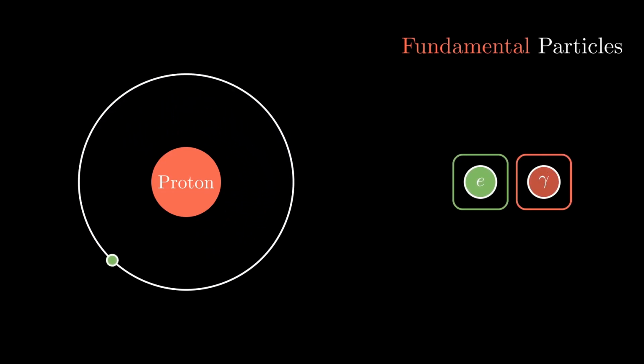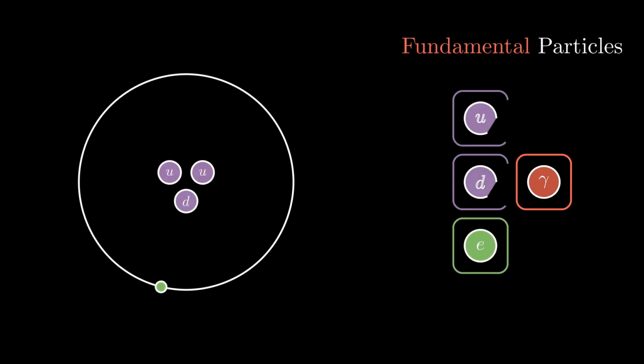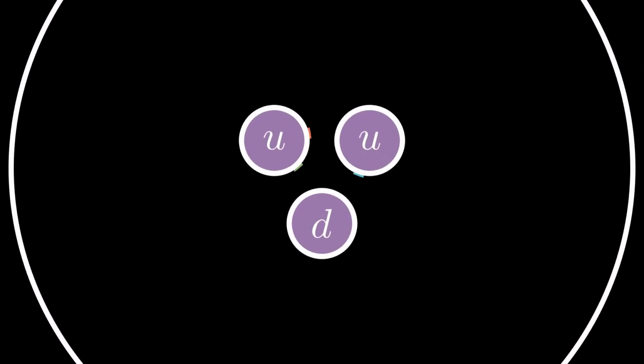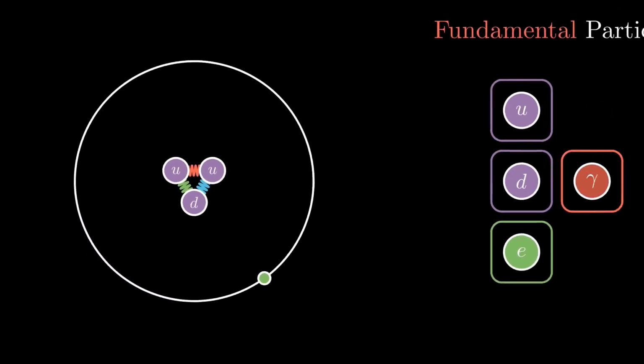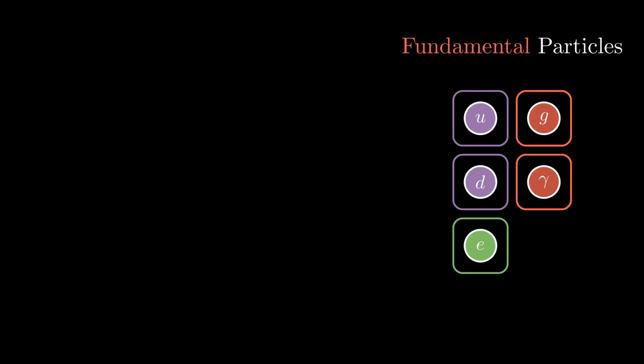Protons and neutrons reveal their complexity as they are made of quarks, in the case of the proton, 2 up and 1 down quark, which are glued together by the strong force, mediated by the gluons. If this were the whole story, our universe would not be as we observe it.